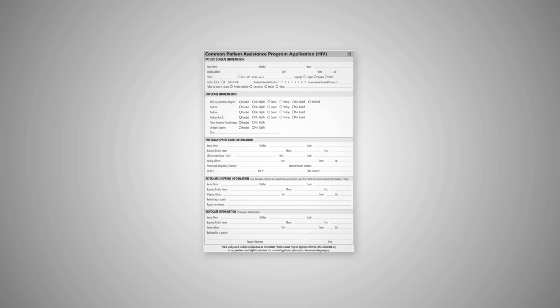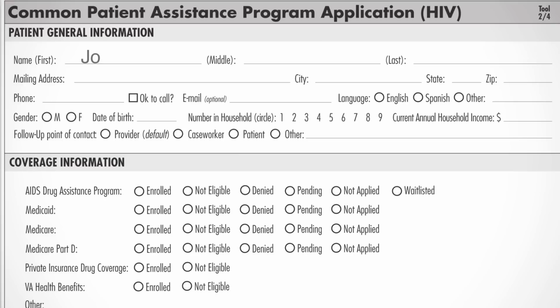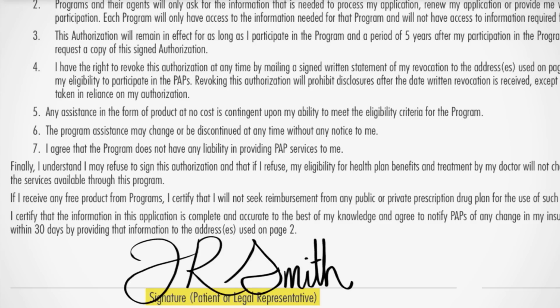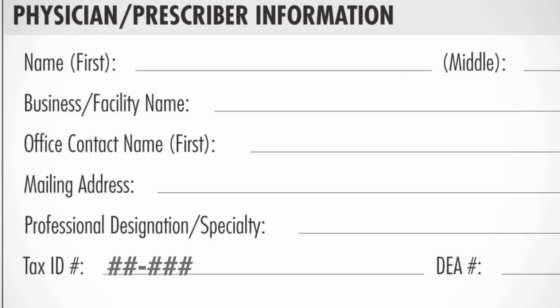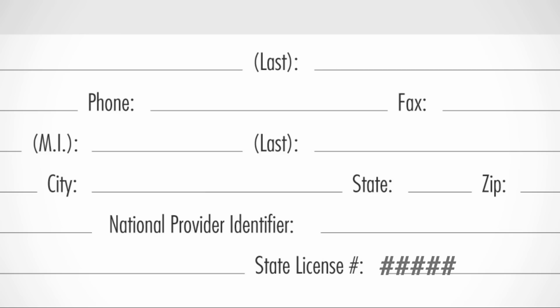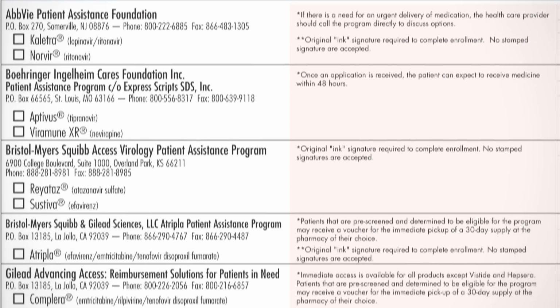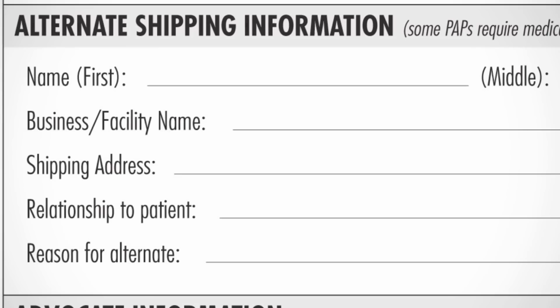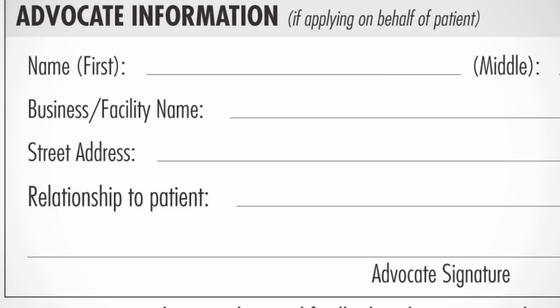Now for the form itself. In addition to general patient information and healthcare coverage, you will need to work with your provider to complete certain sections. We already mentioned they'll need to sign the form. They will also need to provide information such as their tax ID and their state license number. You'll also be asked to identify all the HIV medications you're taking, where you'd like the medication shipped, and details about your advocate if someone is filling out the form on your behalf.